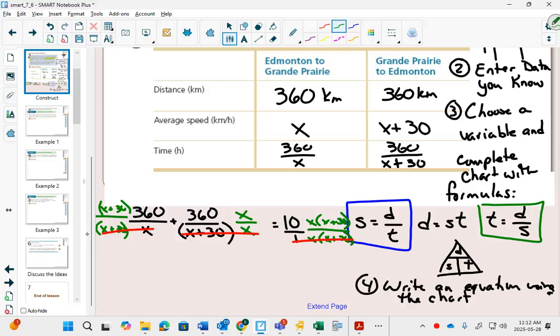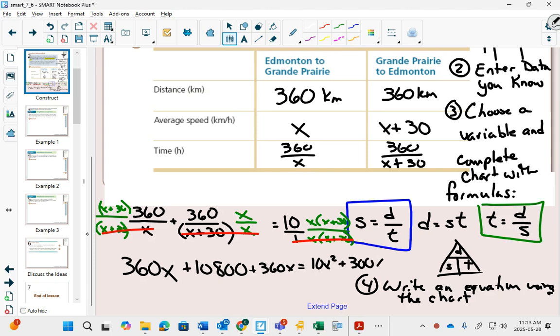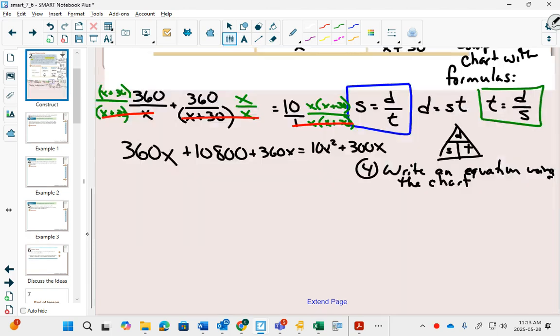And then we write what we have left. Well, if I multiply this out, x times 360, that's pretty easy mental math, 360x, but 30 times 360, not so easy mental math. What do we get there? 10,800. So this would definitely be a calculator question. And then plus another 360x equals, and on this side, we would have 10x times x would be 10x squared, and 10x times 30 would be plus 300x. That gives us a quadratic equation.